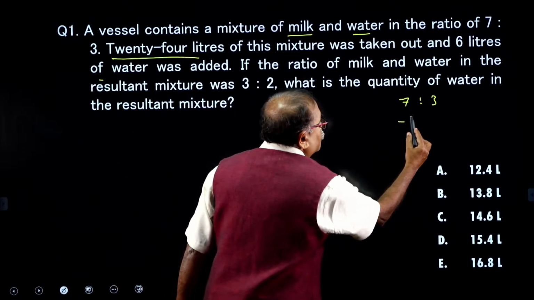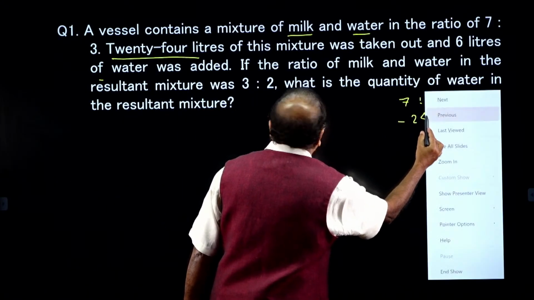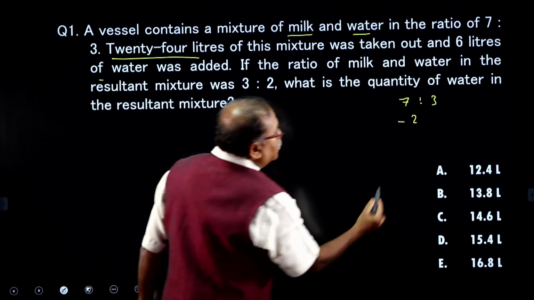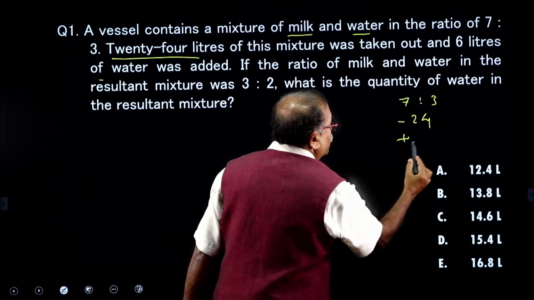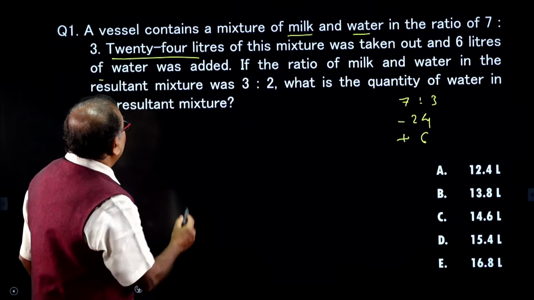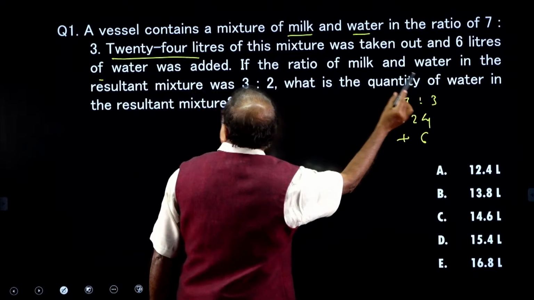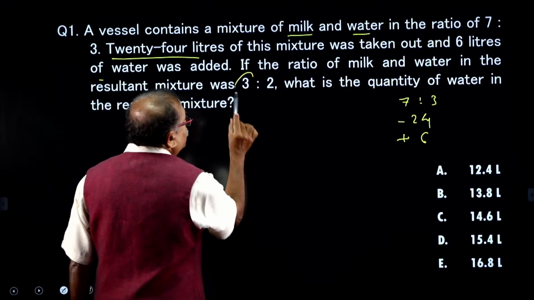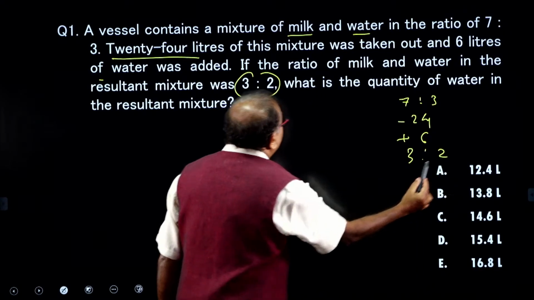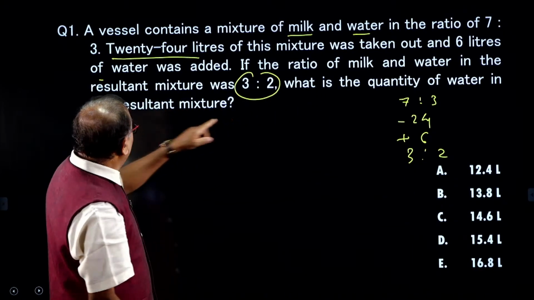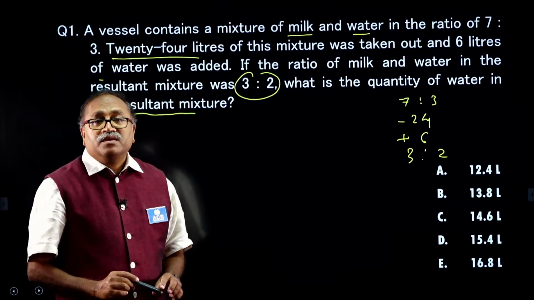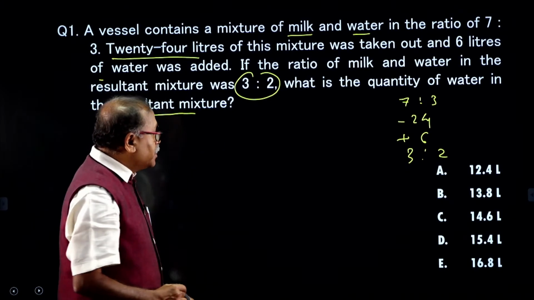You are taking out 24 liters and you are adding 6 liters of water to it. Okay. If the ratio of the milk and water in the resultant mixture is 3:2, now it's become 3:2, then what is the quantity of water in the resultant mixture? Yes, you can find it out.